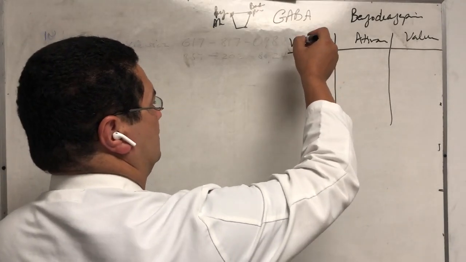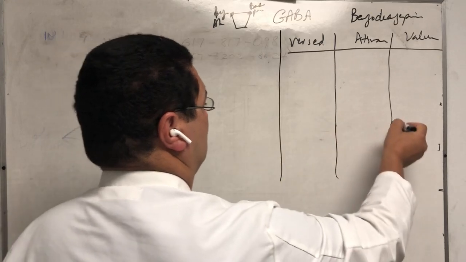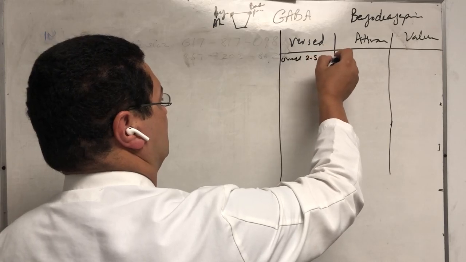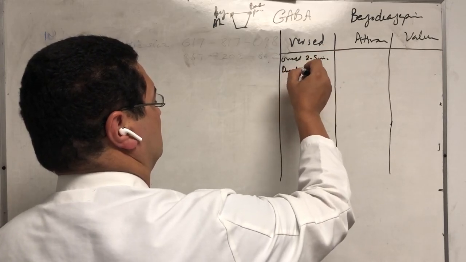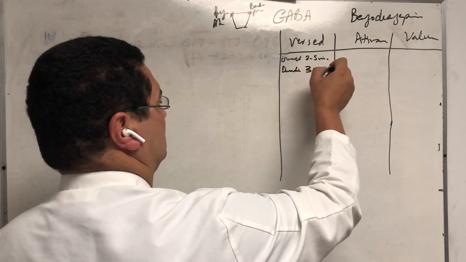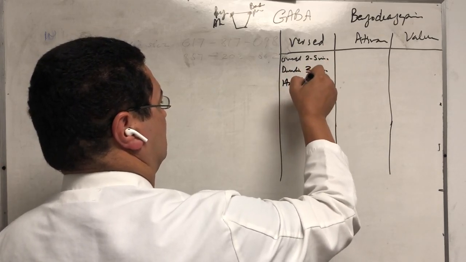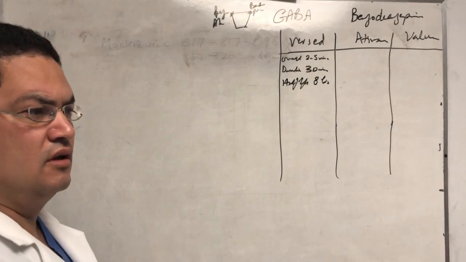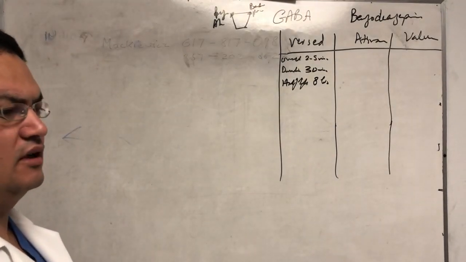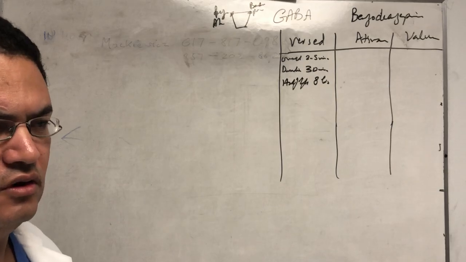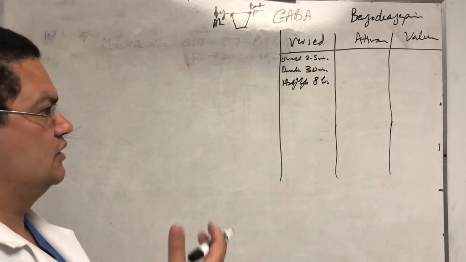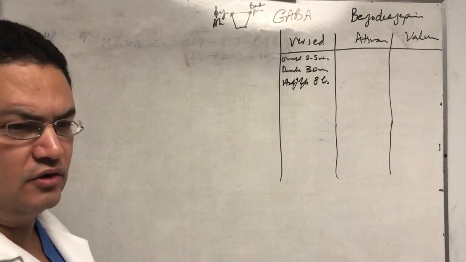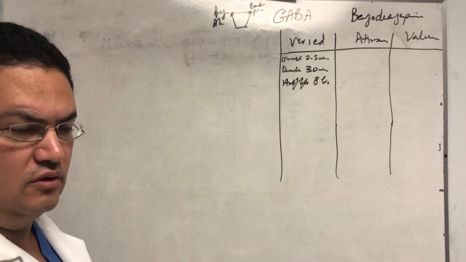So for Versed, the onset of action is 2 to 5 minutes. The duration of action is 30 minutes, and the half-life is 8 hours. Yeah, and we talked yesterday. We said 8 hours because that's the time it takes for the concentration of Versed in the blood to go to half. But that doesn't mean that the duration of action is 8 hours. The duration of action is only 30 minutes because the duration of action is determined by redistribution when the Versed leaves the brain.